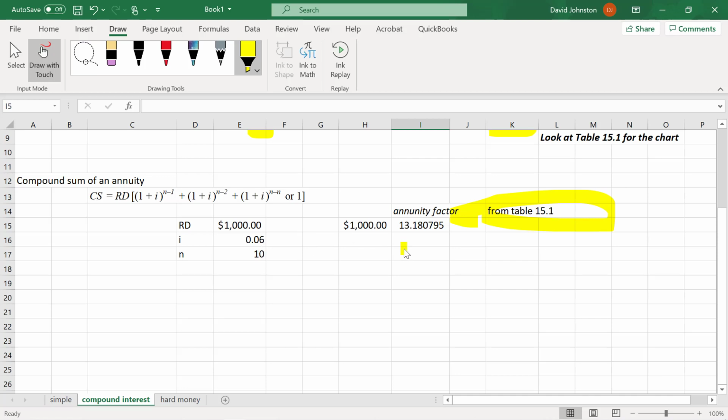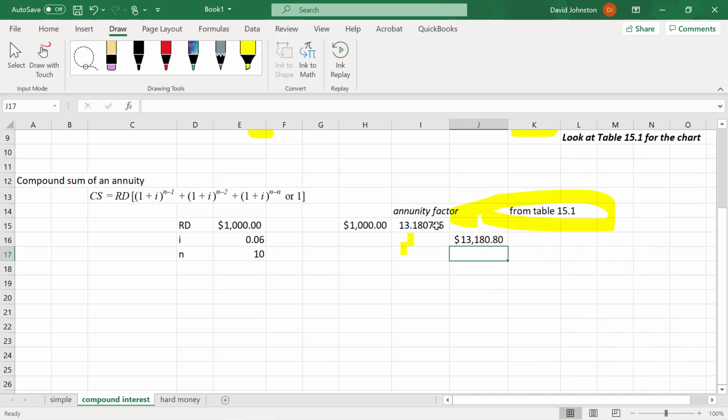So what you'll do is just use this factor, multiply it by your initial investment, and that'll come up with your end return on your annuity. So let's do this. That equals $1,000 times my factor. So after 10 years, my regular $1,000 deposits at 6% interest will earn me $13,180.80. So that's compound sum of an annuity. So that's regular deposits over a period of time.